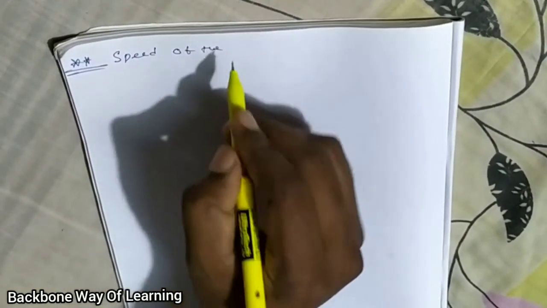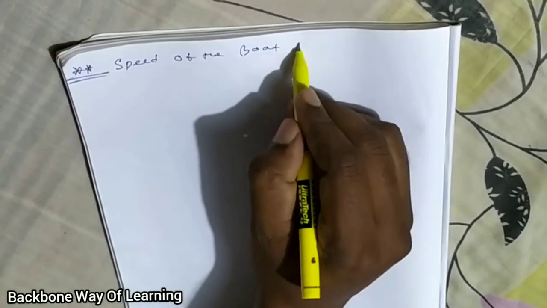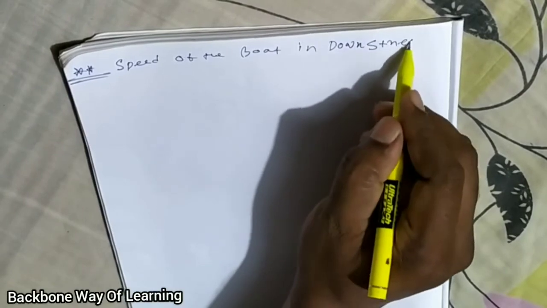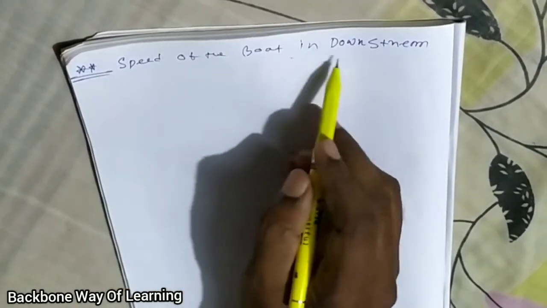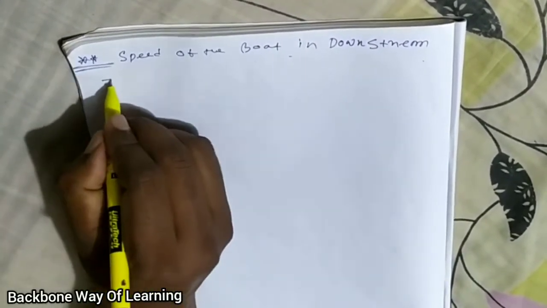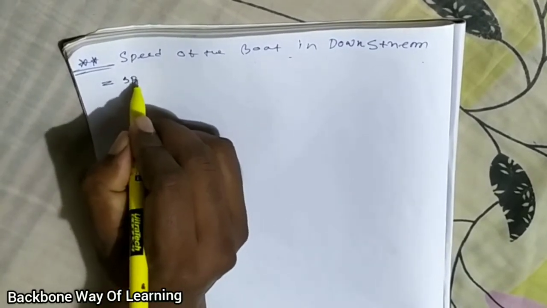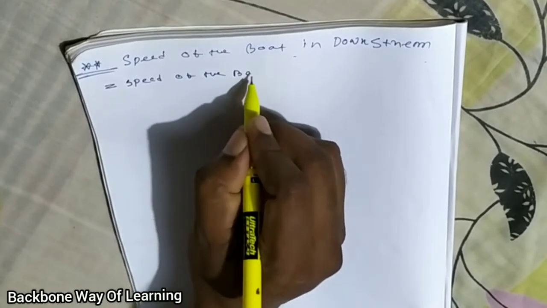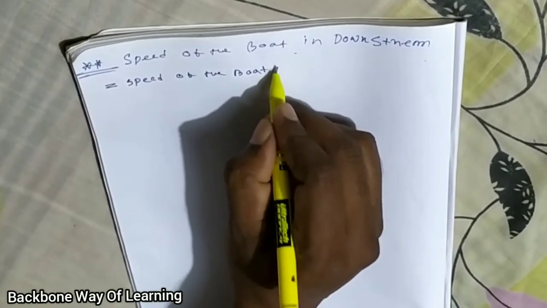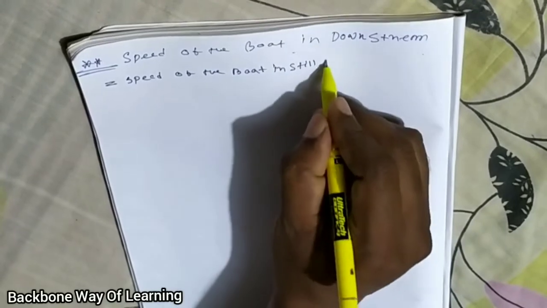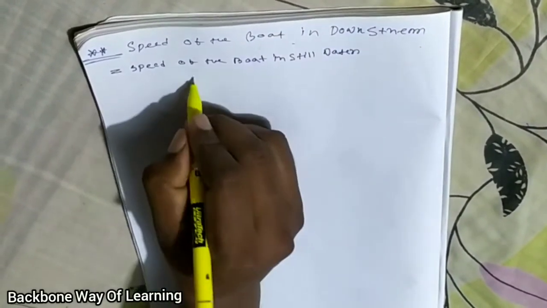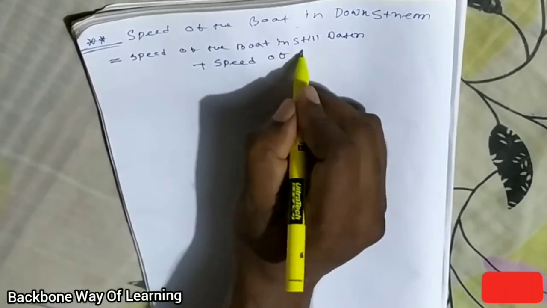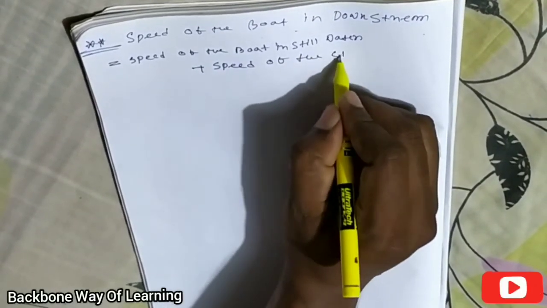Point number 4. This is very important: speed of the boat in downstream. Speed of the boat in downstream is equal to speed of the boat in still water plus speed of the stream. This formula is very important for all of you.